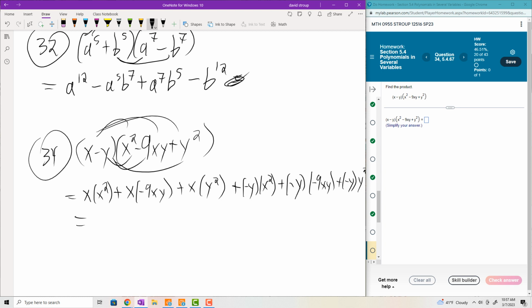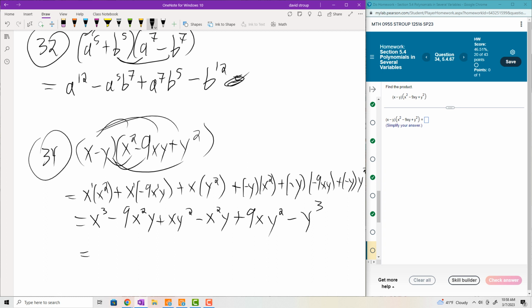Multiply out. X times x squared, add the exponents, so x to the 2 plus 1 is 3. Minus 9, x times x is x squared, add the exponents, 1 plus 1 is 2, and y. Plus xy squared minus x squared y. Put it in alphabetical order, please. Negative times negative is positive 9x, y times y is y squared. And then minus y times y squared, 1 plus 2 is 3 on the exponent.